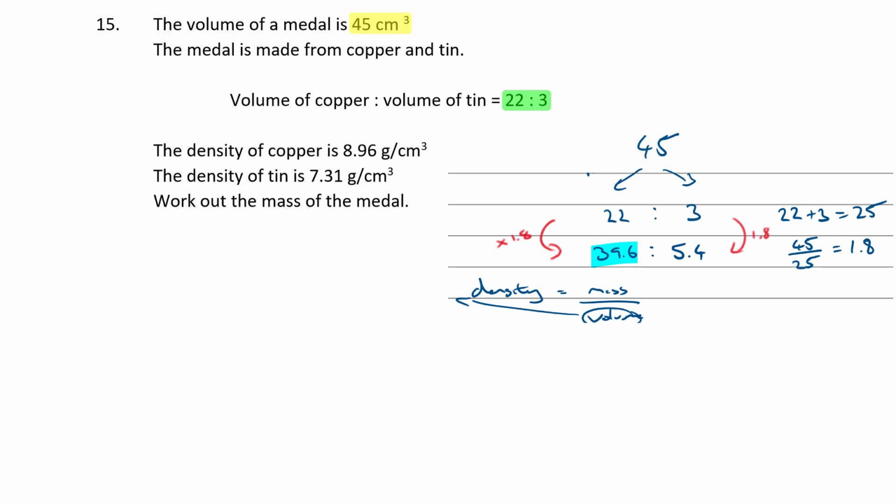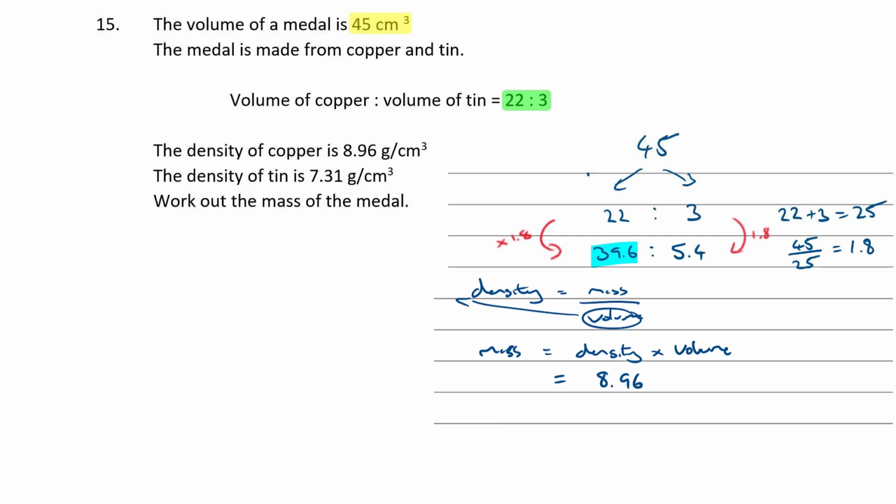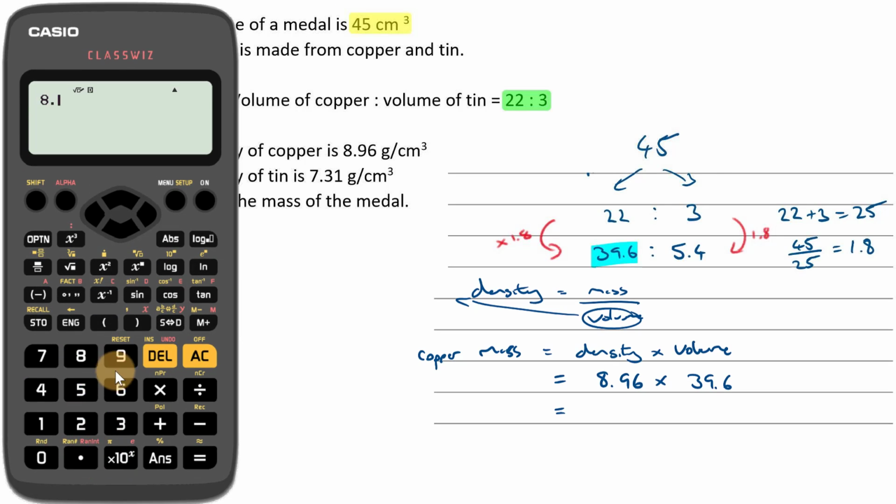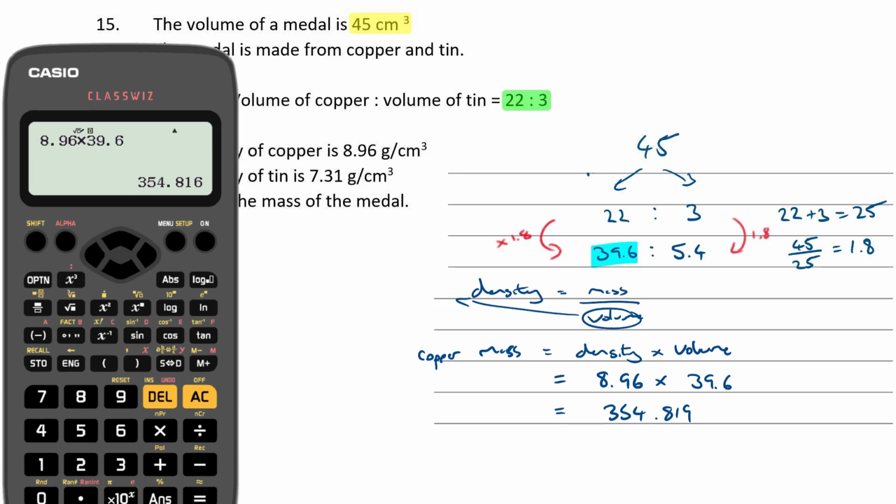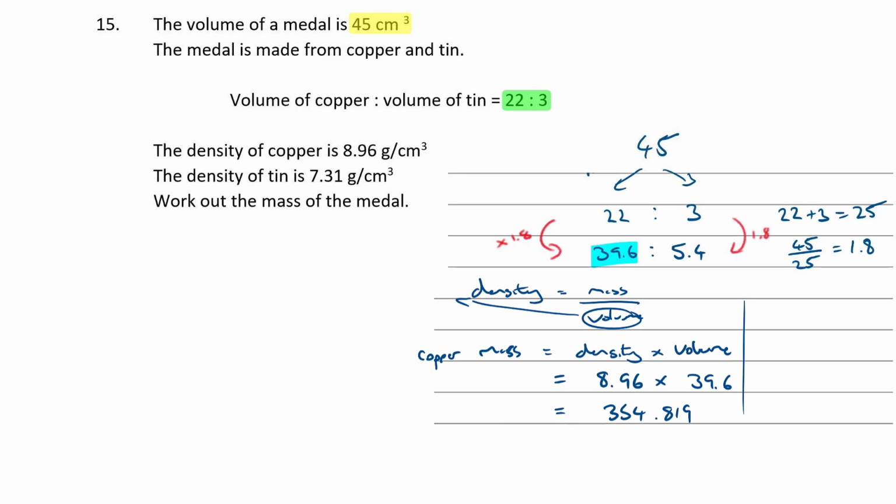So here I know the density is 8.96 for copper, 8.96, and my volume is 39.6. So my copper mass, let's make this copper mass, is going to be those two multiplied together. 8.96 times by 39.6. That comes out to be 354.816. I'm just going to write down all the digits for now. And then this side I'm going to work out the mass of the tin. So the tin mass, what's that going to be then?